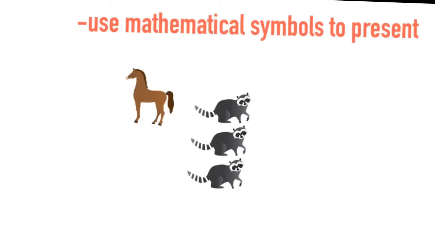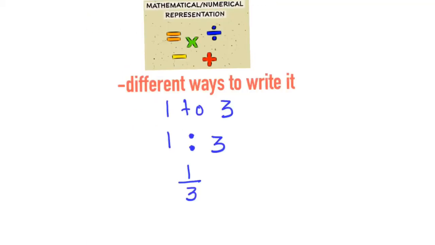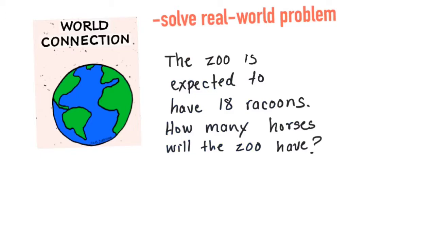One way to represent your ratios would be using pictures, like 1 horse to 3 raccoons. Using your symbols, you can represent 1 horse to 3 raccoons using 1 to 3, 1 over 3, or the value of 1 over 3. If we still continue using the ratio 1 to 3, this is the kind of word problems you might be solving. The zoo is expecting to have 18 raccoons. How many horses will the zoo have? Using the ratio of 1 to 3.